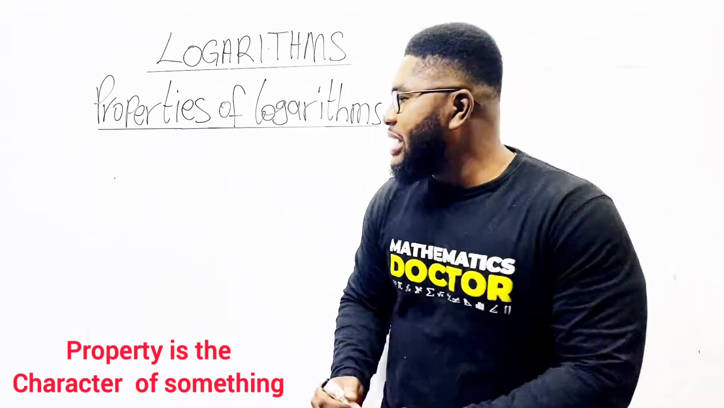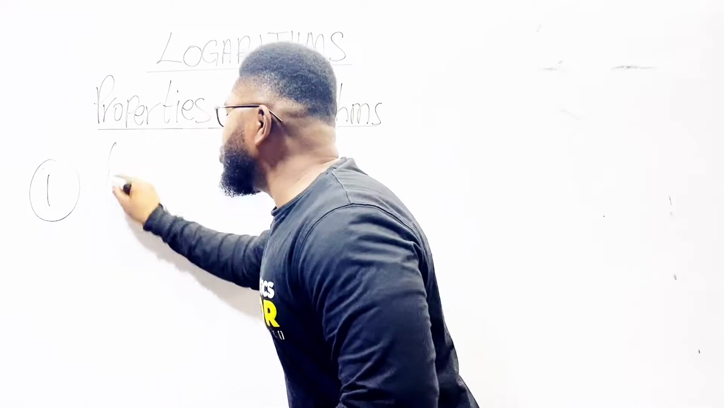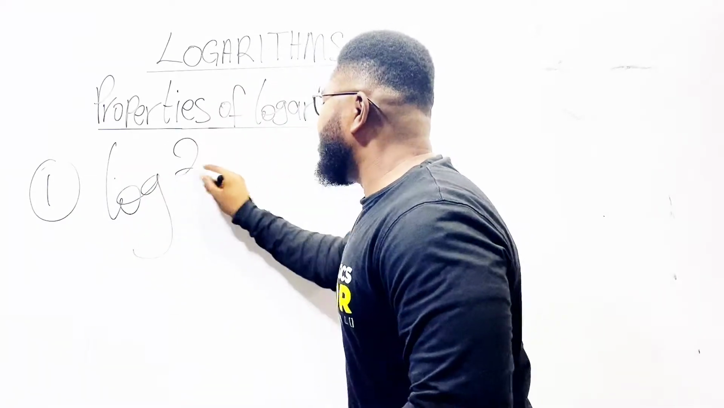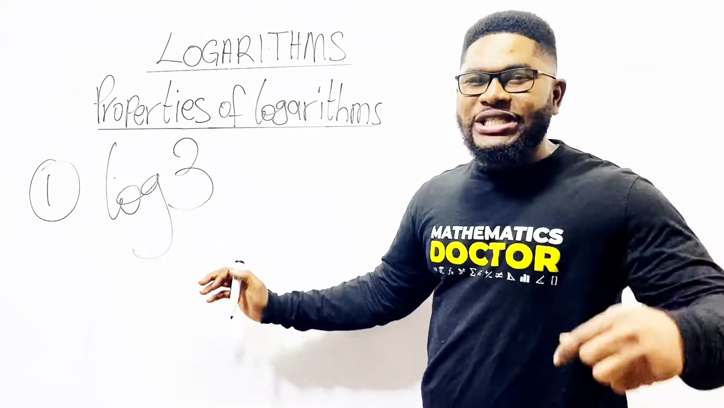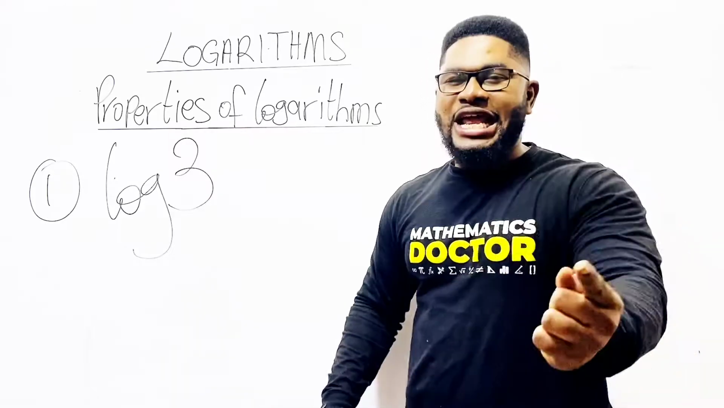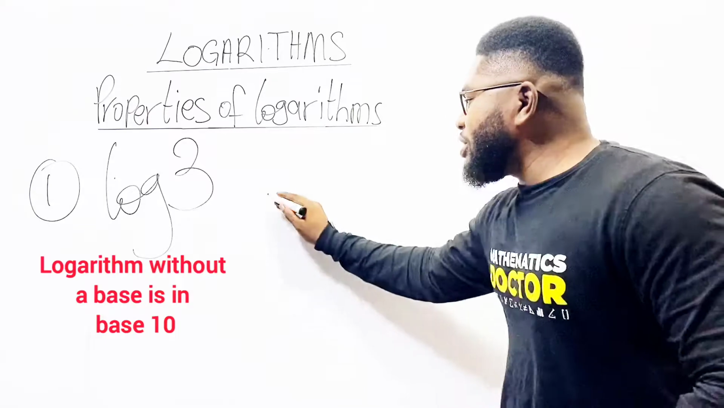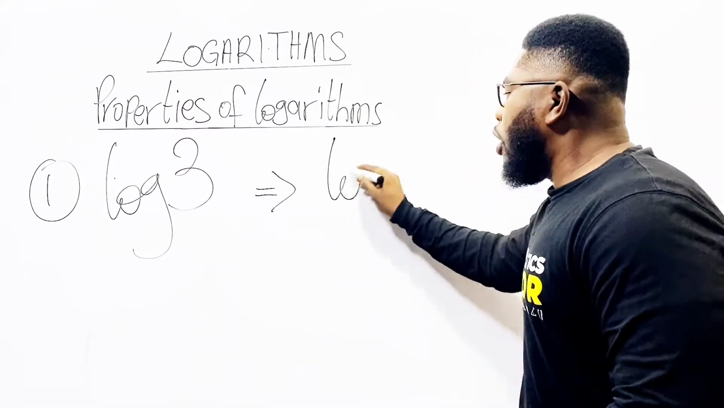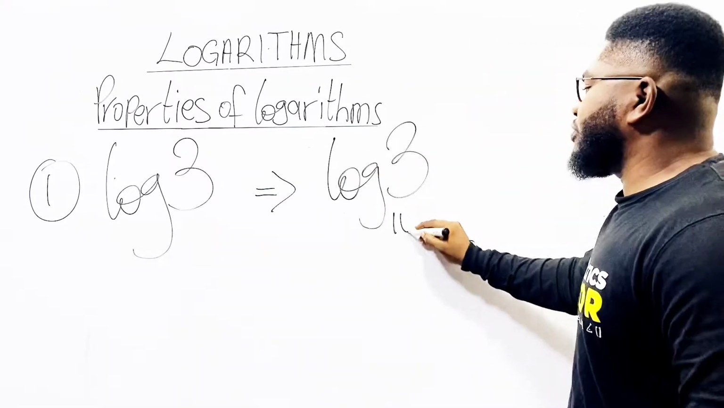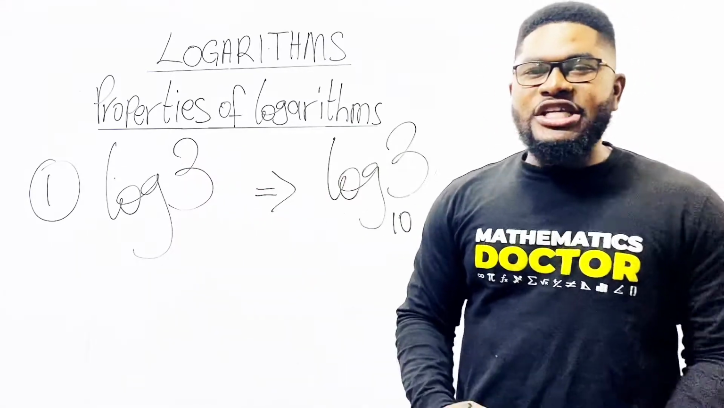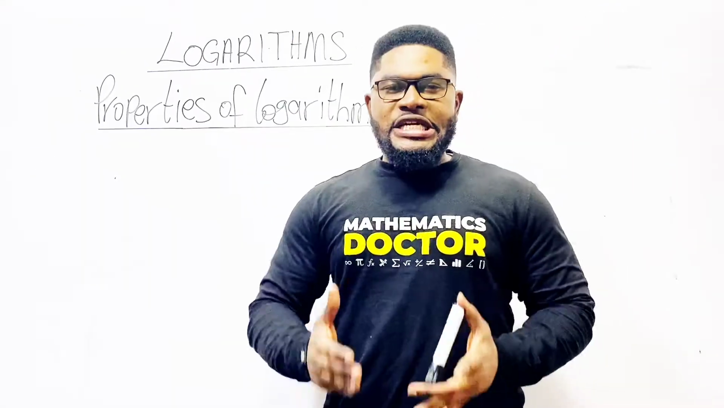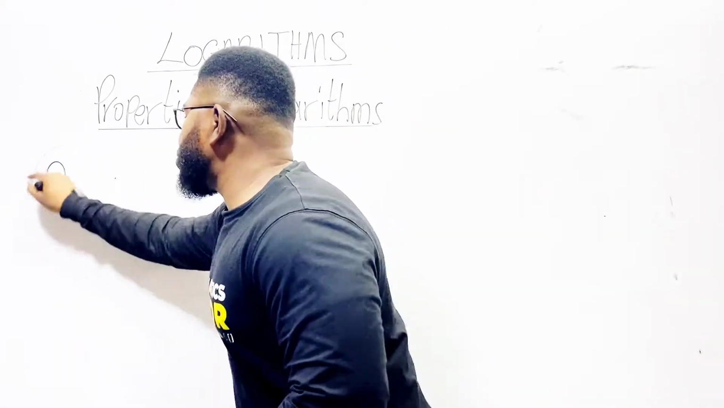So property number 1. Anybody who writes logarithm with a number and does not bring a base has written the same logarithm to the base of 10. Meaning that logarithm without a base is in base 10. So this can also be written as log 3 to the base of 10. This and this are the same. That is property number 1. Property number 2.